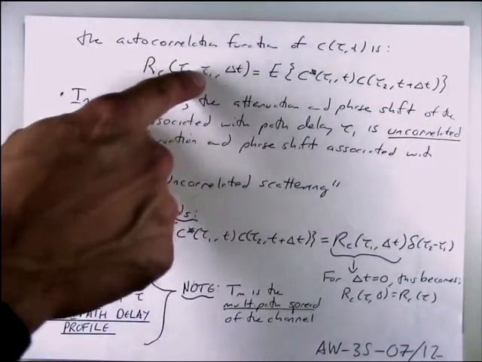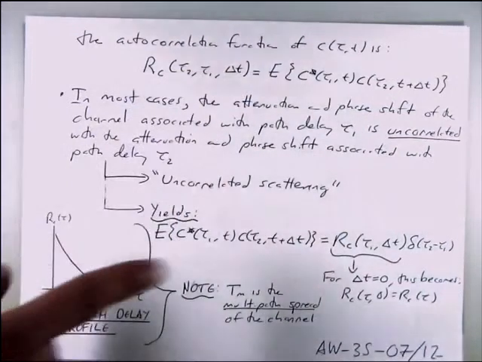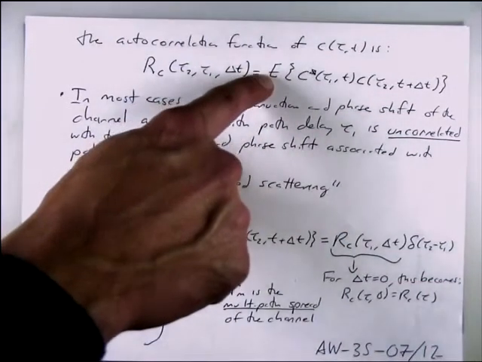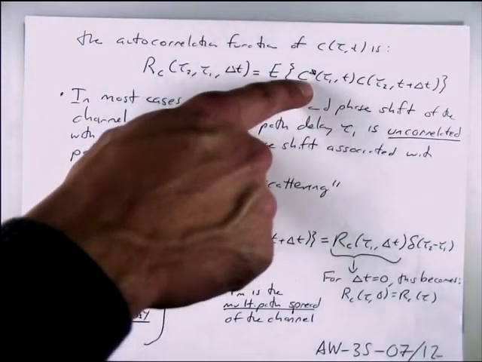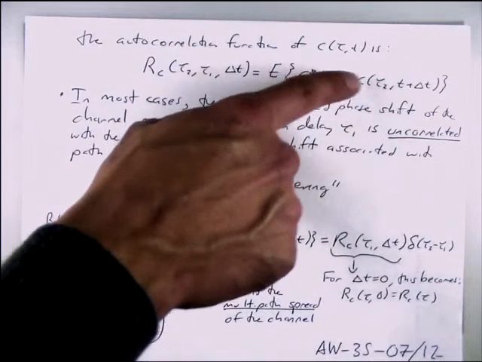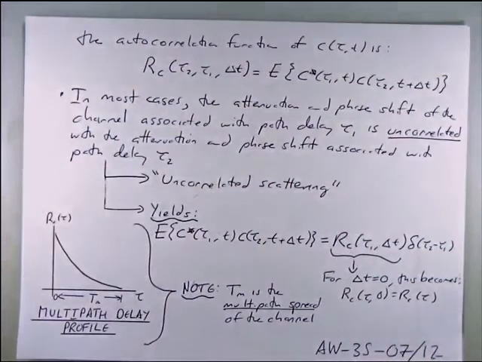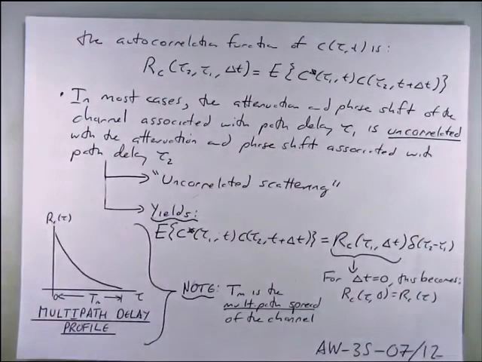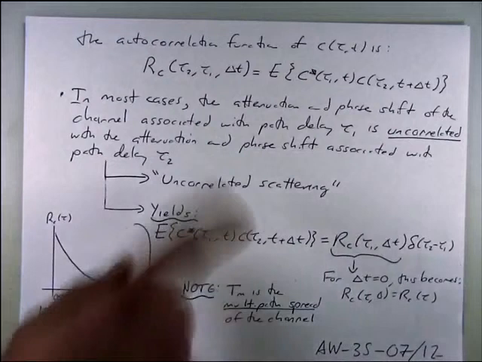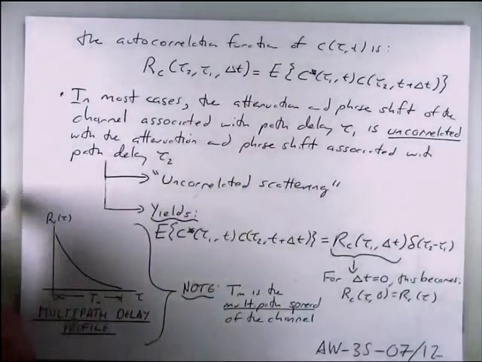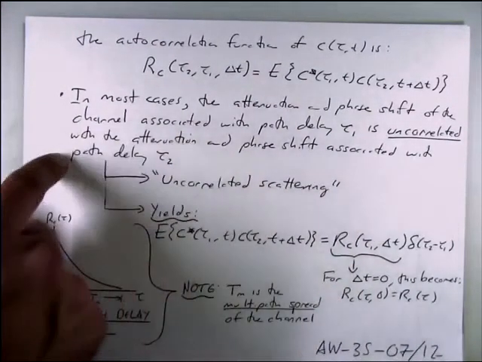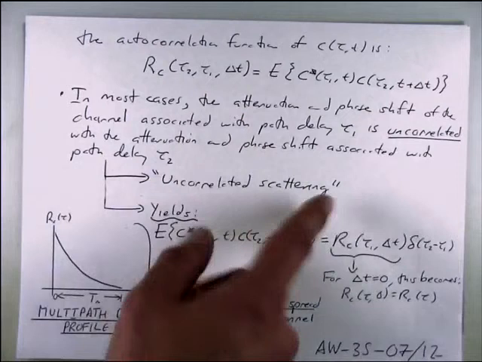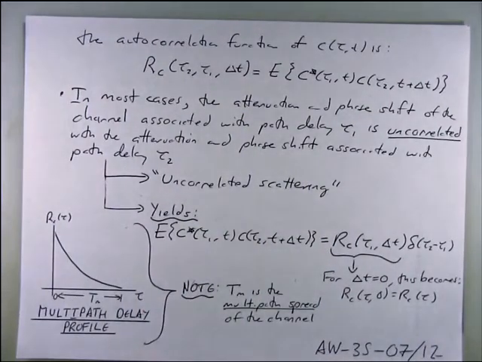tau 1, tau 2, and then delta t. And the expression is we take the expectation of c complex conjugate tau 1 t and c tau 2 t plus delta t. So that's where we're offsetting these two. What happens is the attenuation and phase shift of the channel associated with the path delay is uncorrelated with the attenuation and phase shift associated with the other path delay. So we have something called uncorrelated scattering.